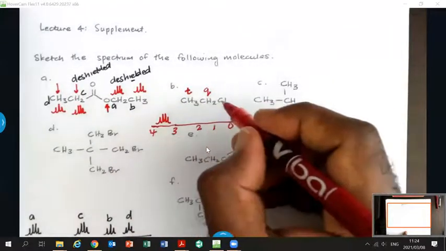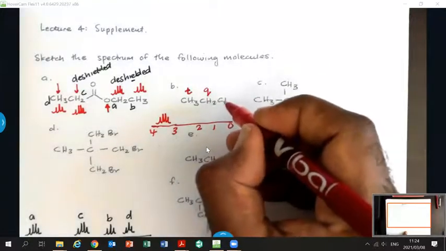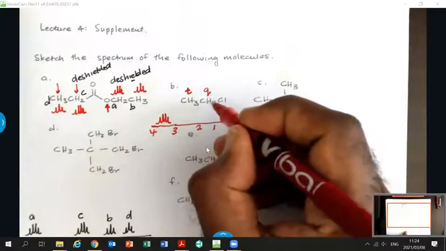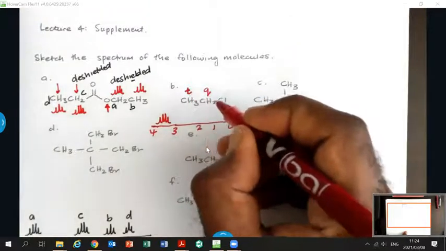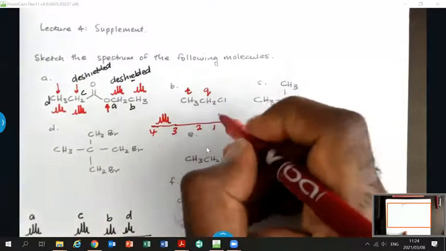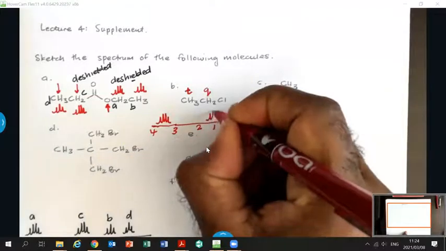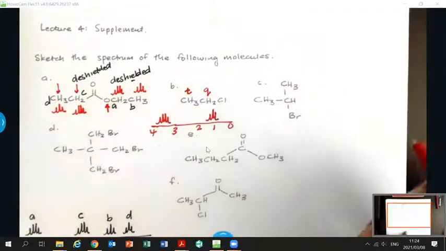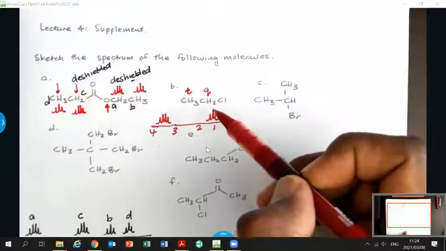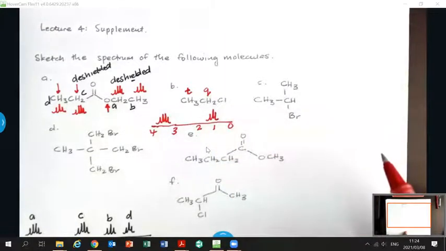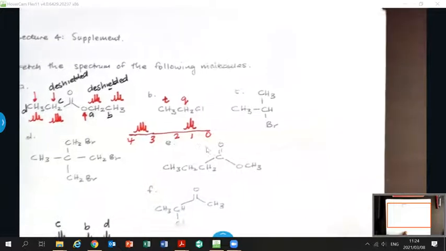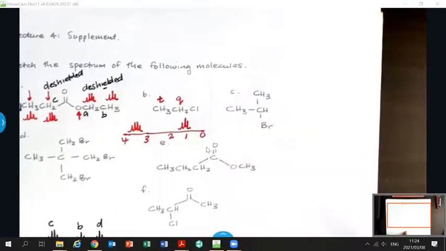This triplet is next to an electronegative atom, but it's not 2 bonds away now, it's 3 bonds away, right? So 1, 2, 3 bonds away. So I'll find this triplet maybe on the other side of 1 that you find here. All right, so just 2 signals here, one for the CH3 and one for the CH2. Let's look at this particular one.